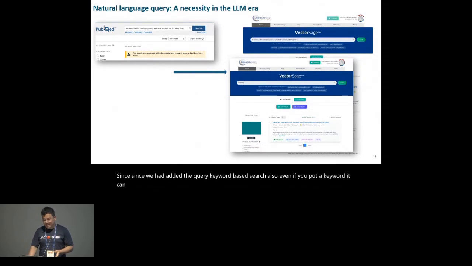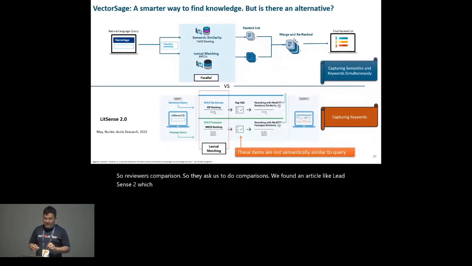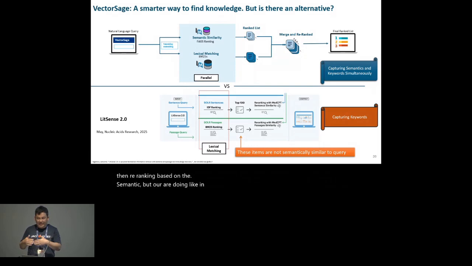So yeah, reviewers like comparisons, so they asked us to do comparisons. We found an article like LeadSense 2, which also uses semantic similarity to re-rank the articles. However, before using the semantic similarity to re-rank, they use lexical matching. So in essence, it is just capturing the keywords, then re-ranking based on the semantic. But ours is doing it in parallel and combining them. So we get articles both from semantic as well as from keyword matches.